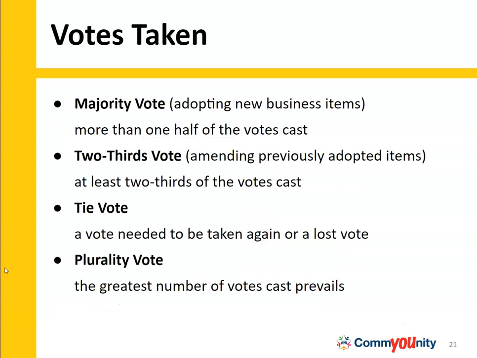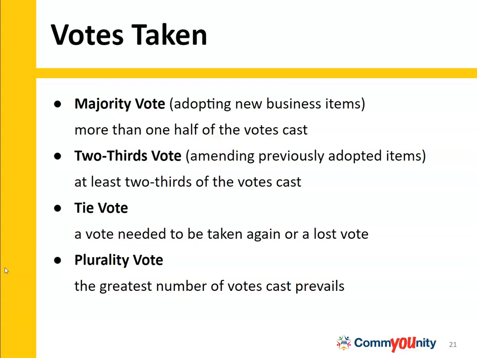The type of vote determines the number of votes needed to pass the motion. A majority vote requires more than 1/2 of the votes cast. For example, if 31 votes were cast, you would need at least 16 for the vote to carry. Majority votes are for new business items. For example, the new budget for the year is presented and adopted by majority vote.